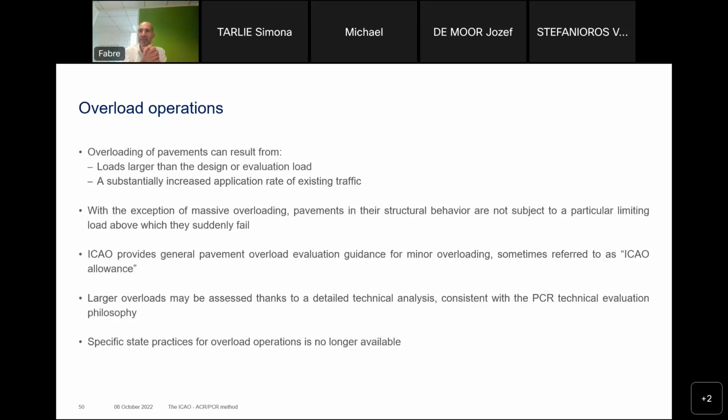we had, I think, 3 or 4 different state practices for overload operation. In the new release of the ADM Part 3, the 2022 version, there are no state practices, and we will see why we removed this part, because it is no longer consistent with the philosophy of the ACR-PCR.